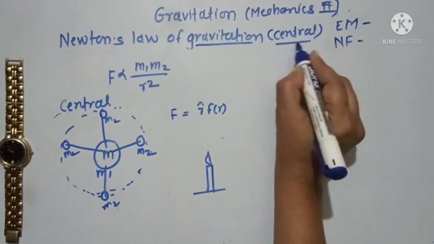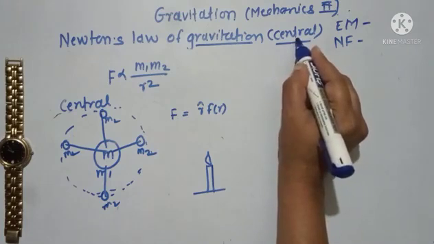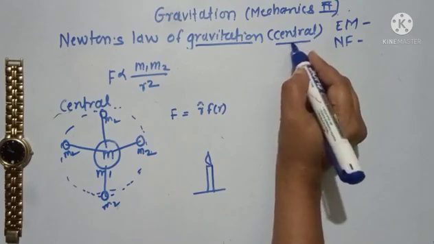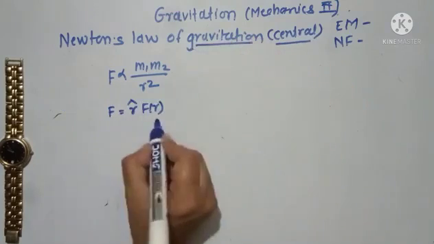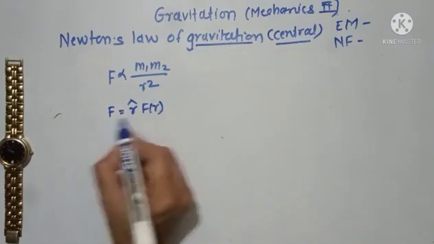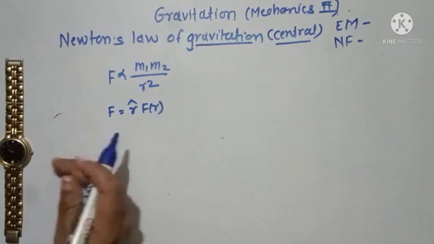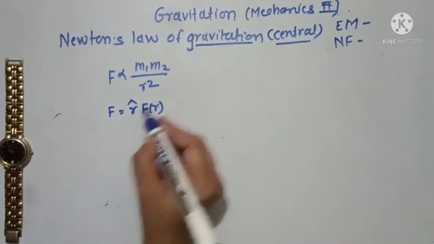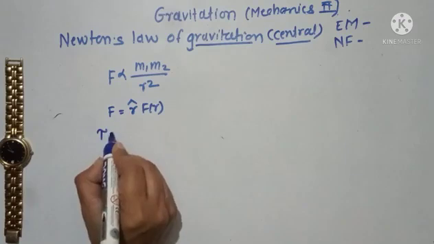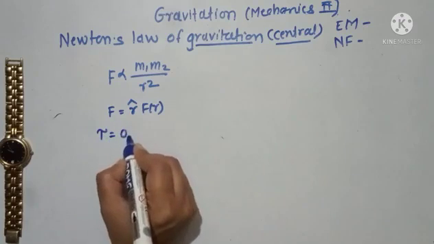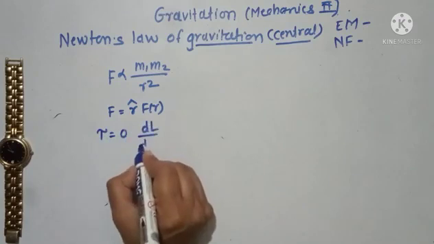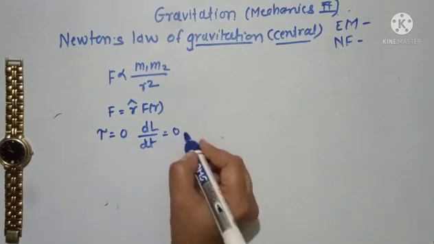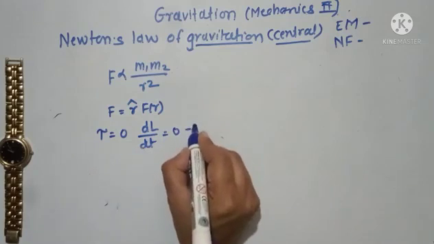So the concept of the central force is very important. The forces which are a function of only distance are called central forces. This is a mathematical representation of the central force, which is a function of only r. A central force is an irrotational force, so the torque tau is equal to 0, or we can write dL/dt is equal to 0. If this is the case, then the force is called irrotational.